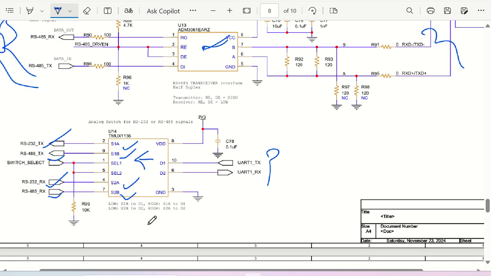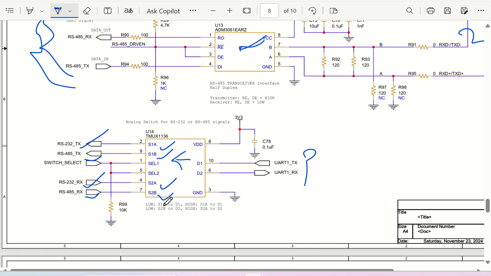Now I have put it here, like what will happen if my select line is low, it will be S1B, S2B. So by default it is pulled low. It means this select line is going to make sure of the functionality, whether RS232 or RS485. So by default it will be working as RS485. Okay. So this RS485 transceiver will be working.